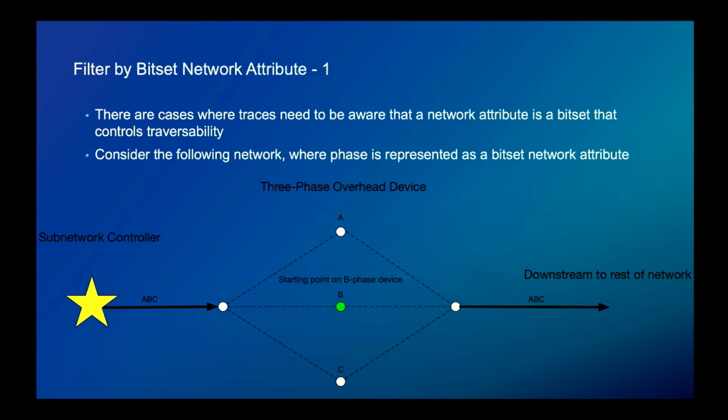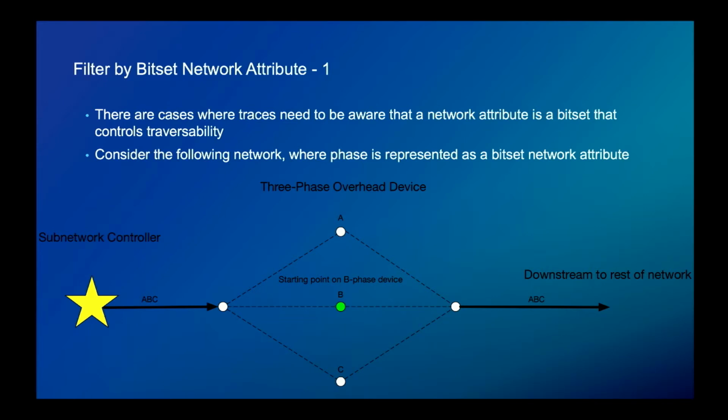So there are cases, typically with electrical networks, when the system needs to be aware that a network attribute is a bit set that controls traversability. The canonical example here is phase, right? If you have a power line, we have a little phase domain, and there's different values. The first bit is A, the second bit is B, the third bit is C. You'll notice they didn't tell you if it was high or low sides because I forgot.